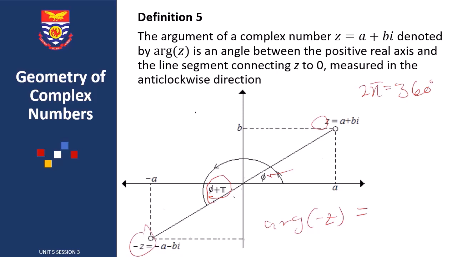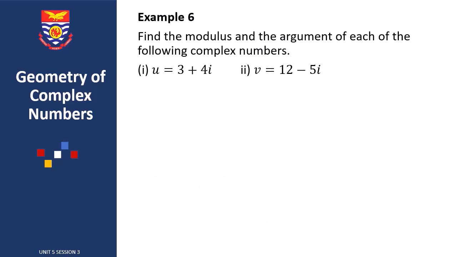Okay. Let's look at some examples. Before we solve this example, let's look at the procedure we use. By using the inverse tan function and some basic trigonometry, the procedure is to adjust the value of tan inverse of b on a according to the quadrant in which it lies. So don't forget about your quadrants.